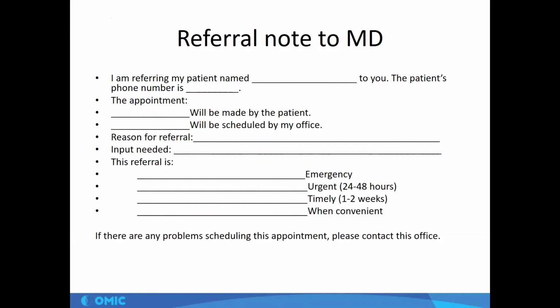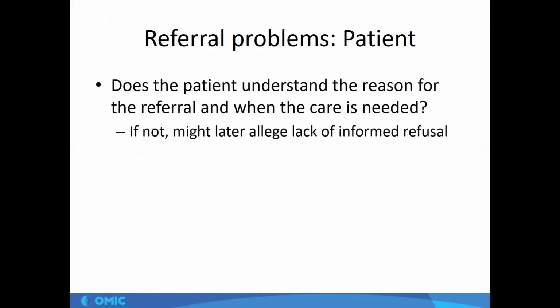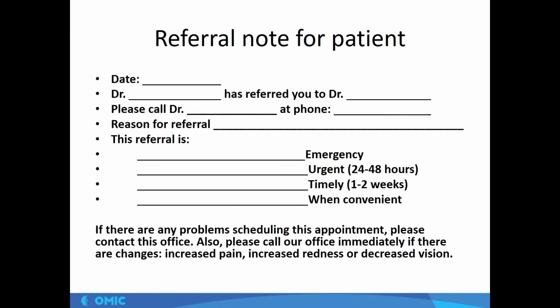This is a form we developed to help with these situations. As you can see, it's very brief. It just says who's being referred, gives the patient's phone number, explains whether the appointment will be made by the patient or scheduled by the referring physician's office, and gives the reason for the referral. Really important: what input is needed, what do you want to know after this referral, and then it clearly indicates the timing of the referral. From the patient's perspective, it's really important to make sure the patient understands both the reason for the referral and when the care is needed. If not, the patient could later allege something called lack of informed refusal, which is the corollary to lack of informed consent. So we've developed a form for the patient. You give this to the patient, and it has all the key information, including the reason for referral and the timing. And interestingly, but importantly, at the bottom, it also says if you can't schedule it, call us. And if there are any changes, call us.